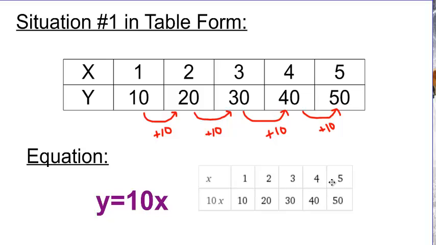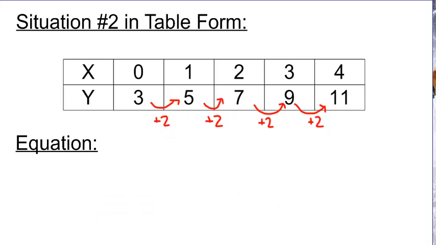If you compare these two tables, you can see that we have x and y in the top table, and in the bottom table it's x and 10x. So really what this tells us is that y and 10x are the same thing, therefore that is where we get our equation stating that y equals 10x. Let's try one more of these in a table form.